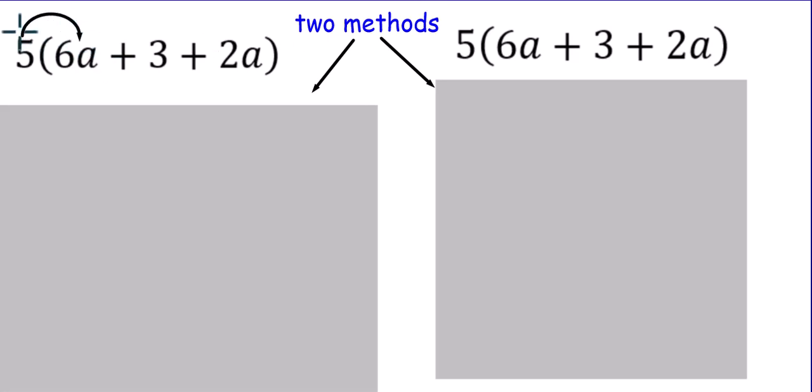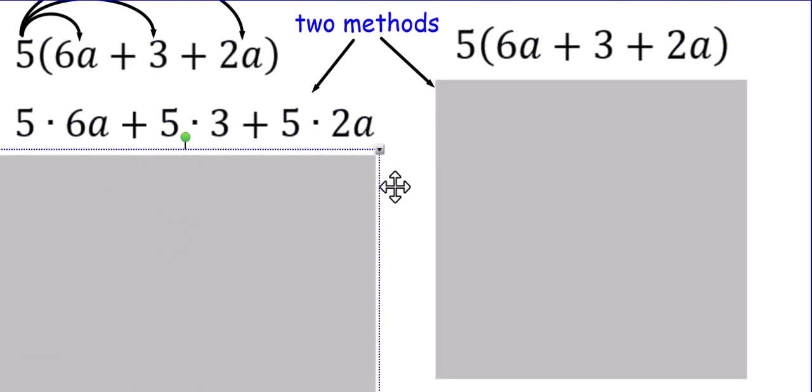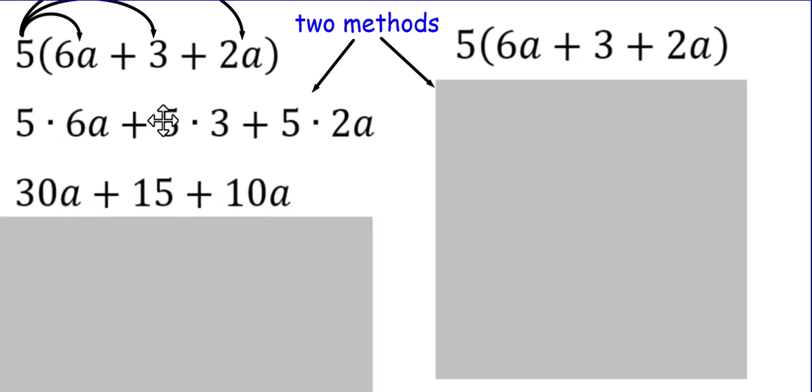So I'm going to take 5 times 6a, 5 times 3, and 5 times 2a. So I've got to distribute that 5 to each of those terms. So I can write this as 5 times 6a plus 5 times 3 plus 5 times 2a. Now 5 times 6a will get us 30a, 5 times 3 will get us 15, and 5 times 2a will get us 10a. But at this point, we can simplify this further because 30a and 10a are like terms.